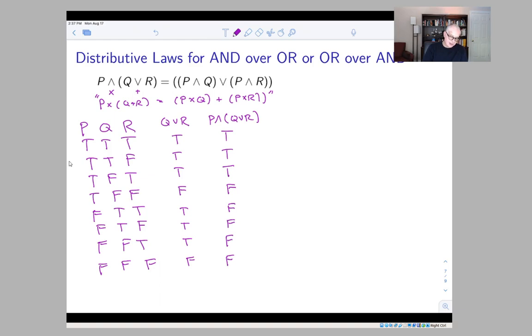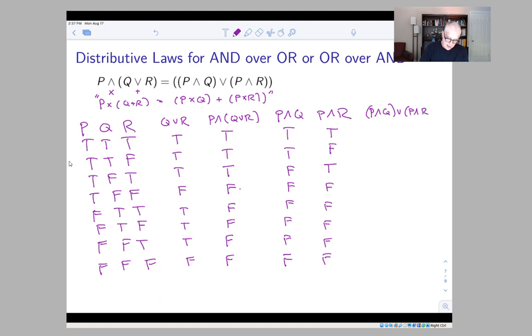Because where P is false, this is automatically false. And where Q or R is false, it's automatically false. So that covers those cases. And on the other side, we have to look at P and Q and P and R. So P and Q is true, true, false, false, false, false, false, false. And P and R is true, false, false, false, false, false. And then finally, we have to combine those with an OR. And that's going to be true, true, because remember, you only need one of these two to be true for the OR to be true. True, and then the rest are false.